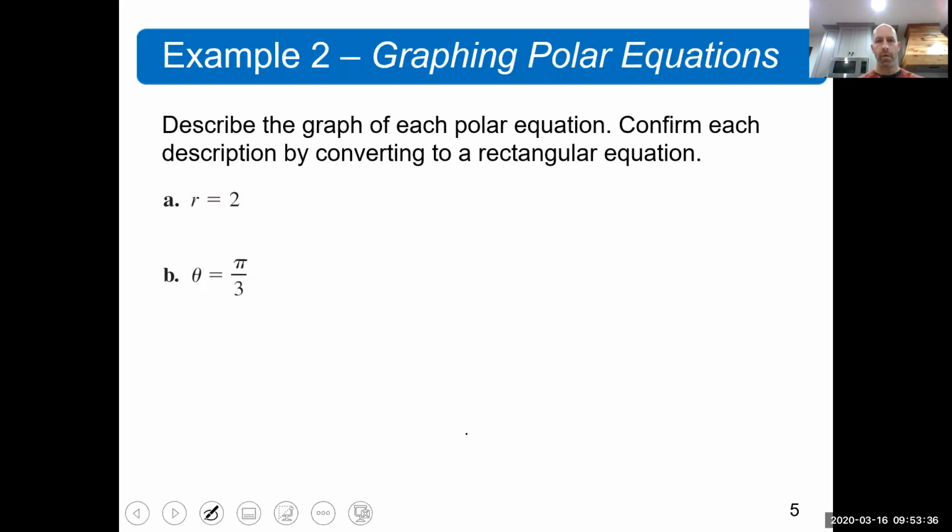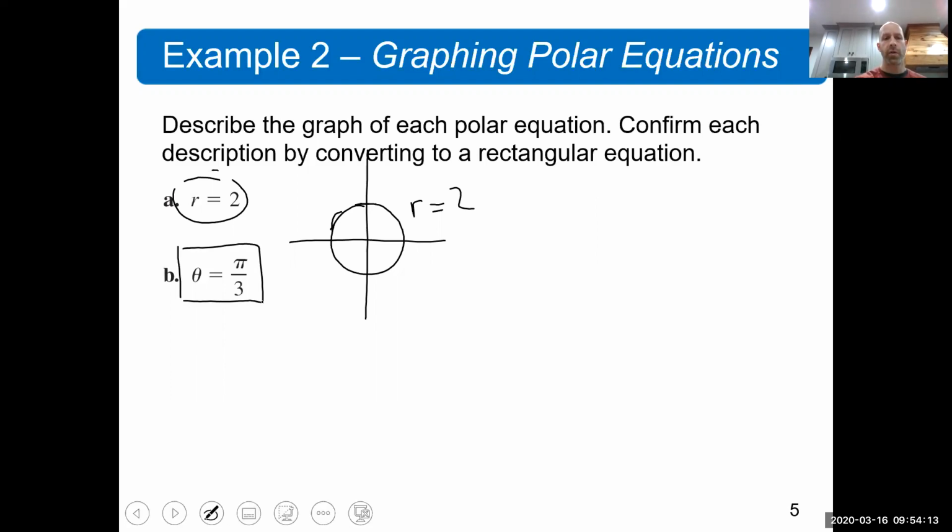All right, example 2. I am not going to spend a lot of time on graphing polar equations. I would encourage you to investigate that on your graphing calculator. So the first one is, what is the graph of r equals 2? Well, r is a radius, so basically it's just saying all the points on the polar graph with a radius of 2. So that's of course going to be a circle with a radius equal to 2. So that circle is the graph for r equals 2.